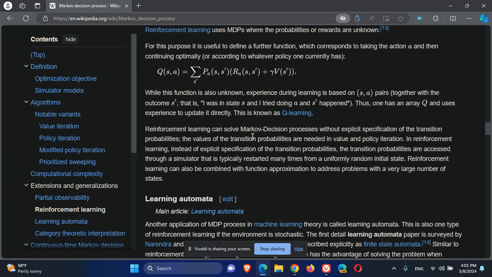Reinforcement learning can solve Markov decision processes without explicit specification of the transition probabilities. The values of the transition probabilities are needed in value and policy iteration. In reinforcement learning, instead of explicit specification of the transition probabilities, the transition probabilities are accessed through a simulator that is typically restarted many times from a uniformly random initial state.